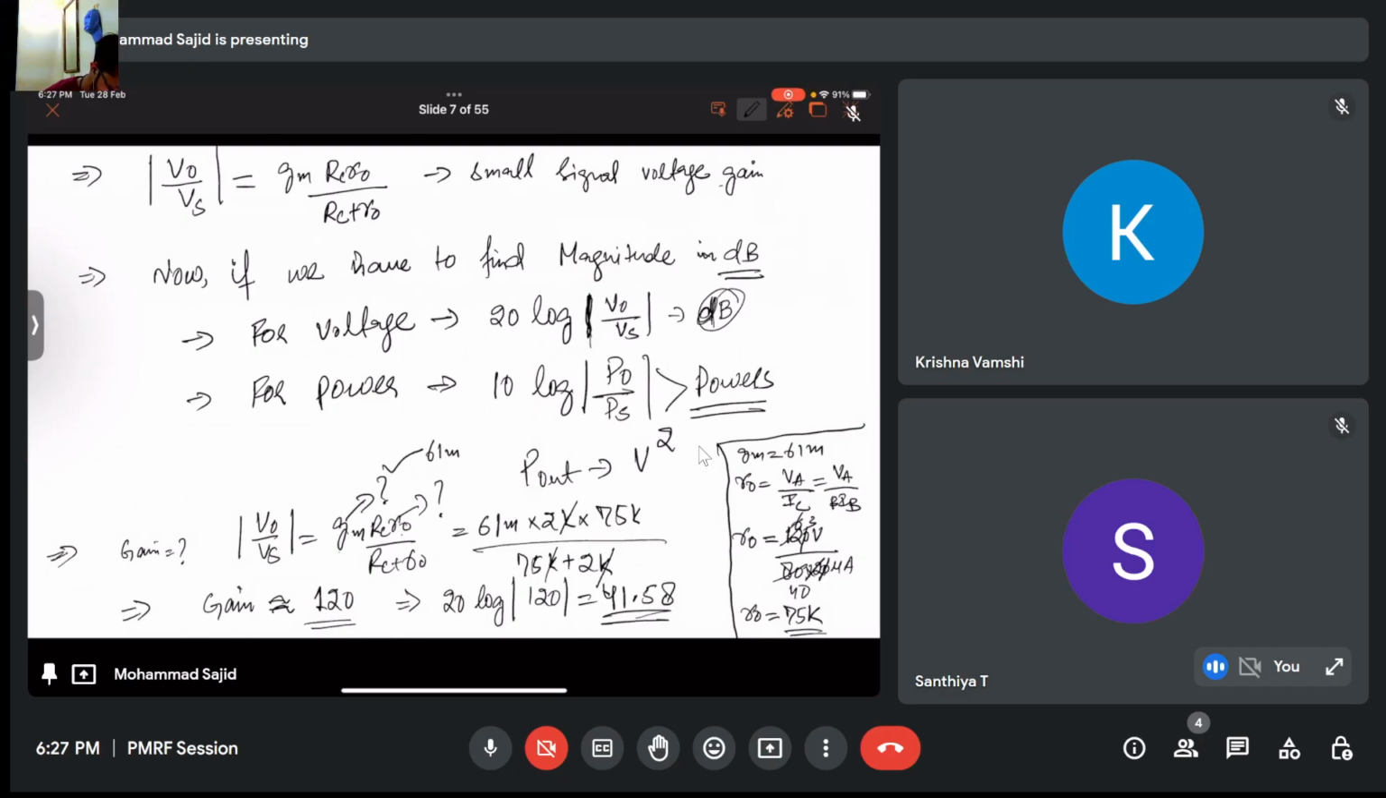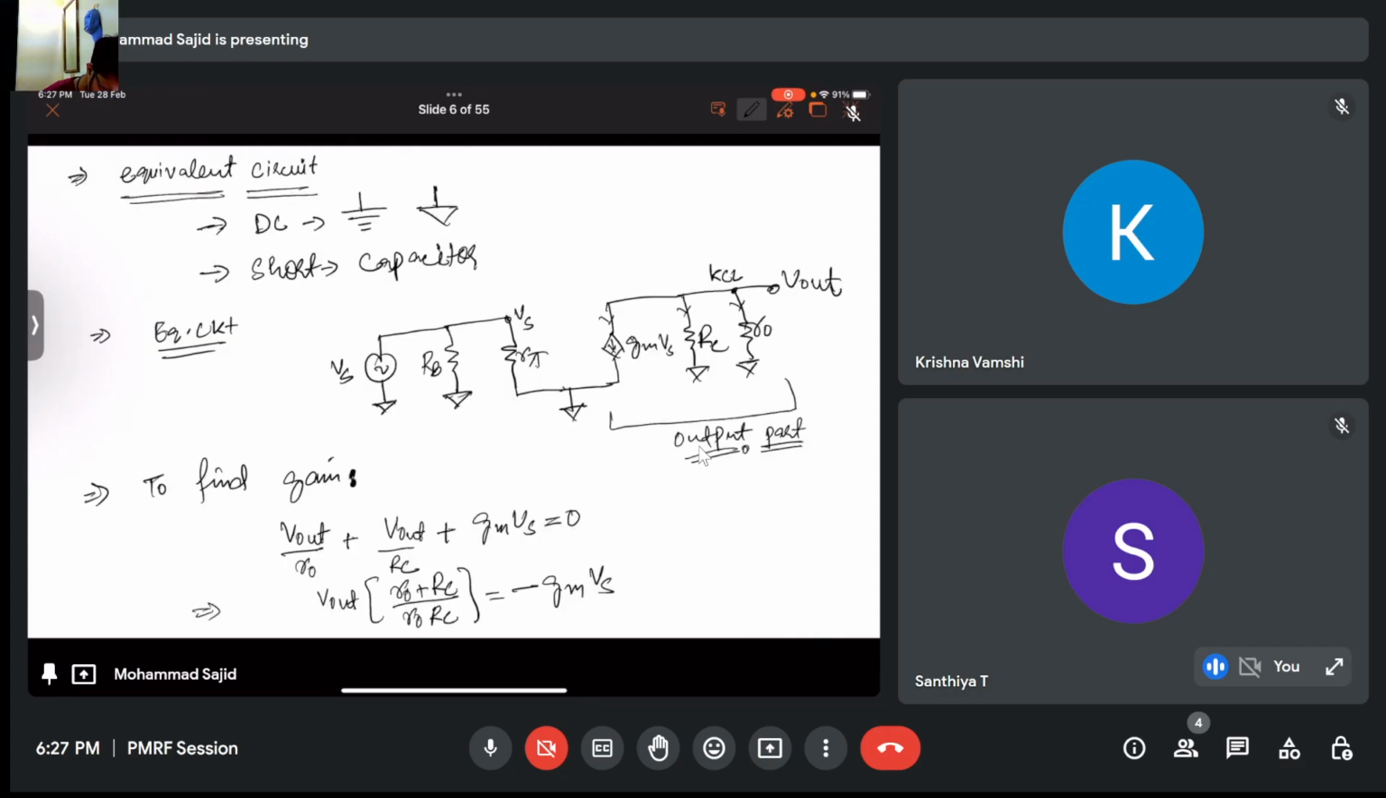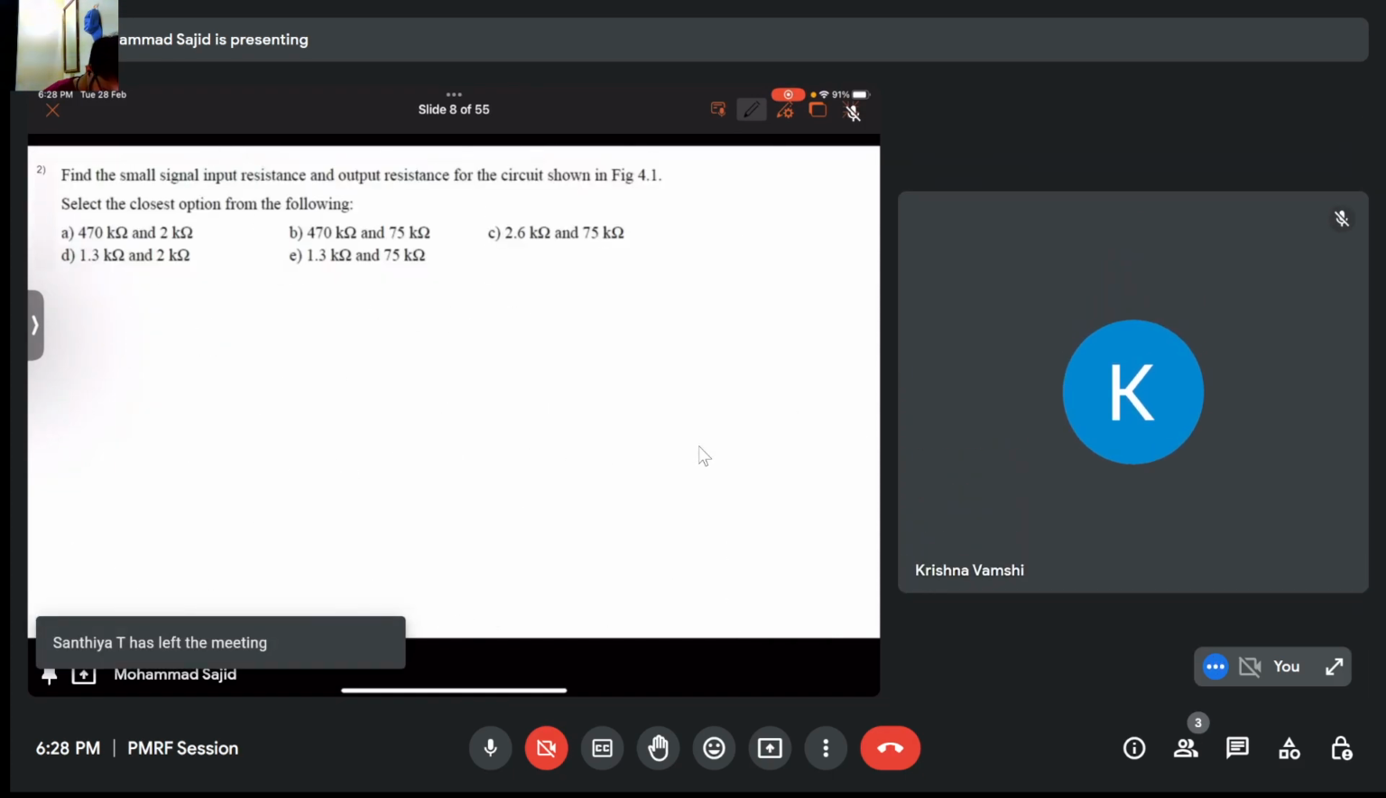Okay, so what we did in this question is we understood why we use capacitor here, and we had to find then small signal voltage gain. We know the definition of small signal voltage gain. We understood how to draw equivalent circuit for BJT, and also we understood how to calculate the values in dBs, right? Okay, so just remember that we have to use these values in other questions as well. Let's go to part 2.